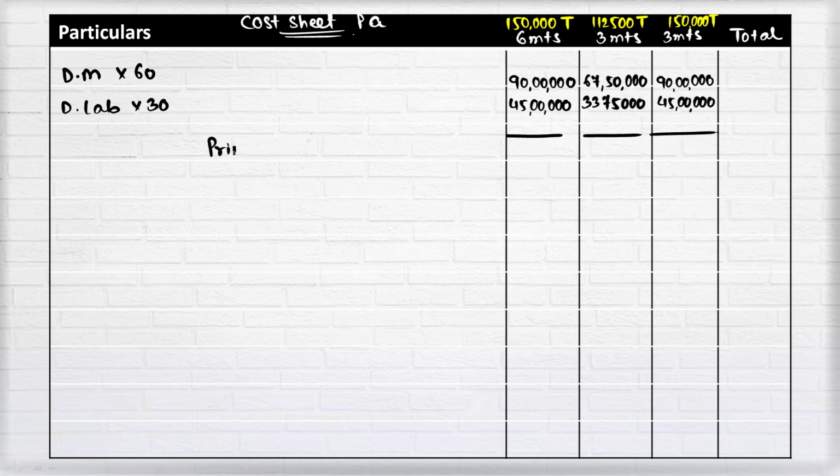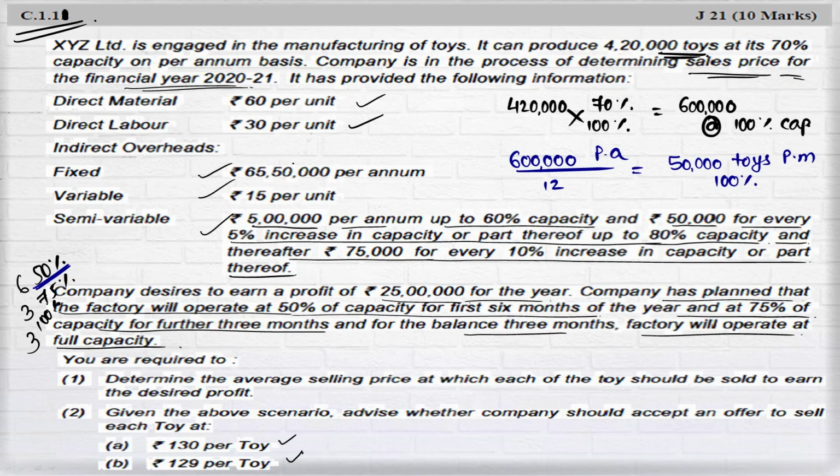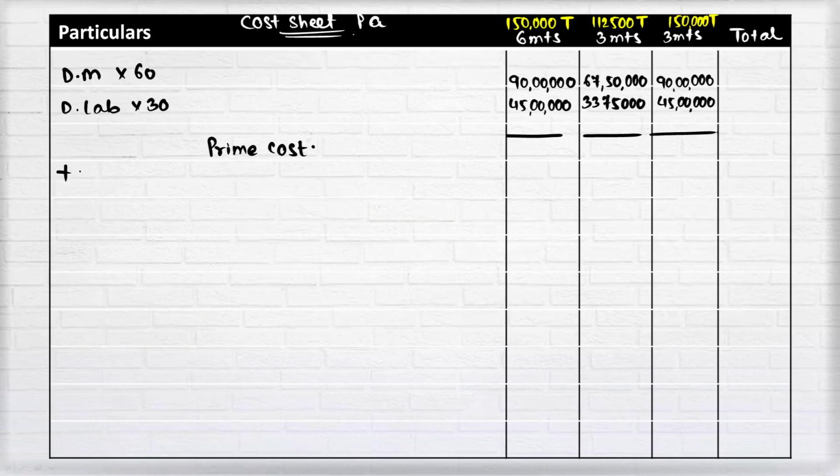I will be getting prime cost plus indirect overhead, all are factory, and there are no other overheads. All are factory overhead plus factory and other overheads.